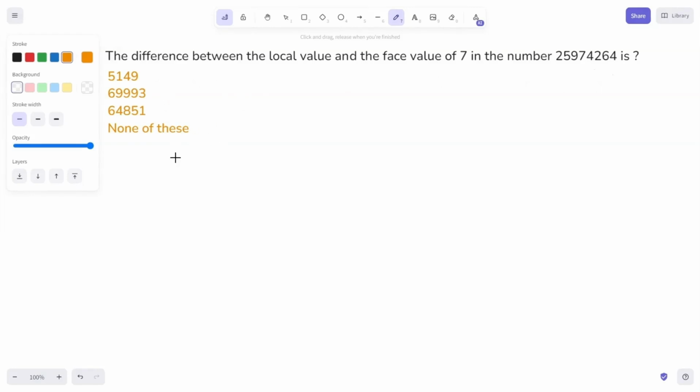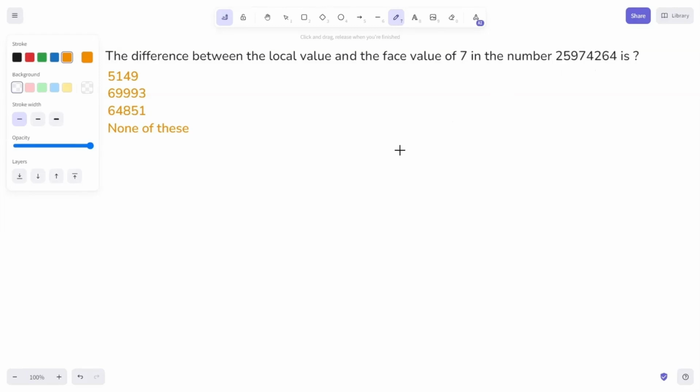Okay. Now let me clarify what local value is. We can find the local value of 7 by checking the place of this 7 in the number. Okay, so what is the place of the 7 in the number? Ones, tens, 100, 1000, 10,000. So in this number, the 7 is present at the 10,000 place.